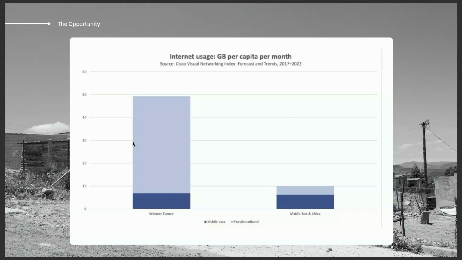So there's a massive, massive opportunity, we believe, in connecting Africa up with fixed broadband. And it's a really, really important social need to do that as well, because without that, Africa gets once again left behind as a continent.